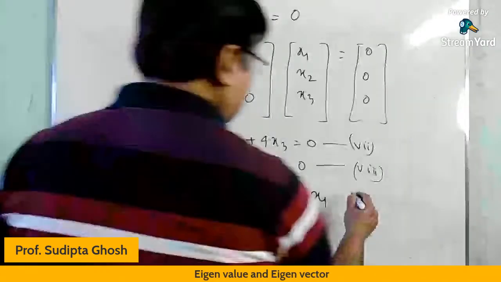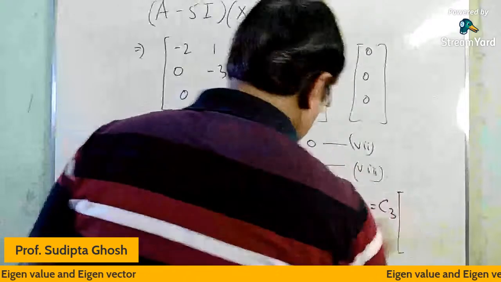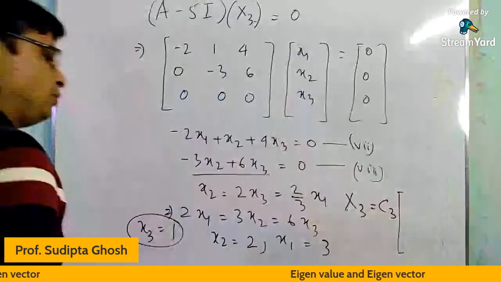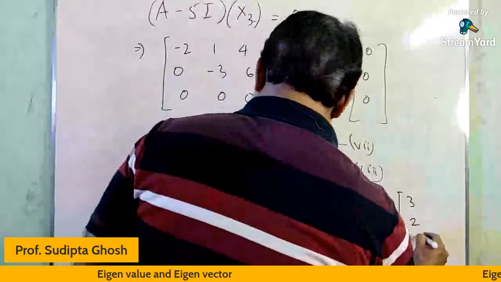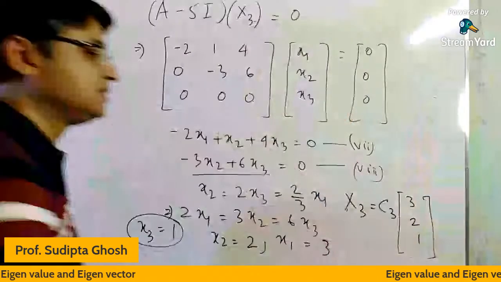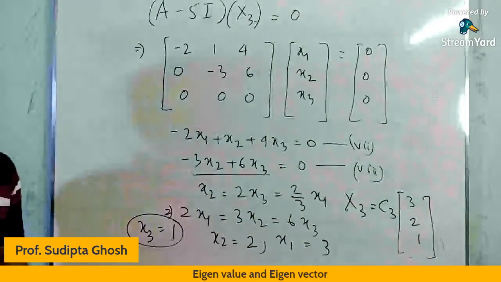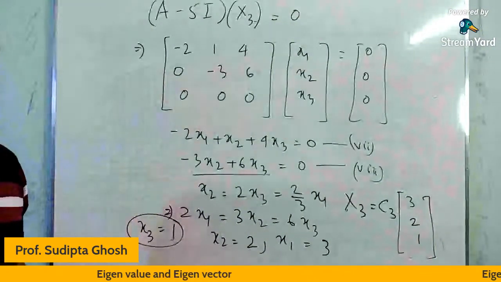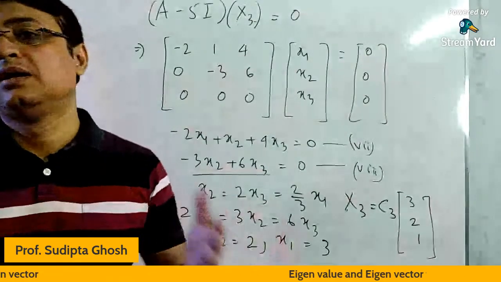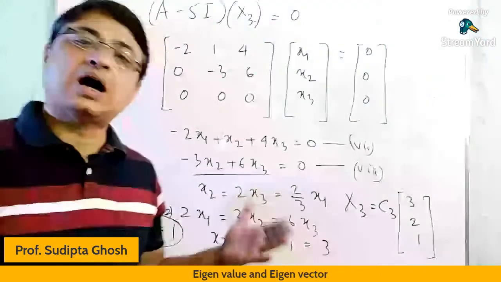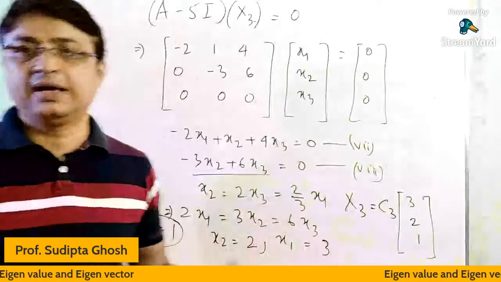So we have concluded that x3 will be, again, a constant c3 times the values of x1, x2, and x3, that is 3, 2, and 1. This is the eigenvector capital X3 for eigenvalue lambda 3 equals 5, and this is how you can find eigenvalues and eigenvectors for a given matrix.